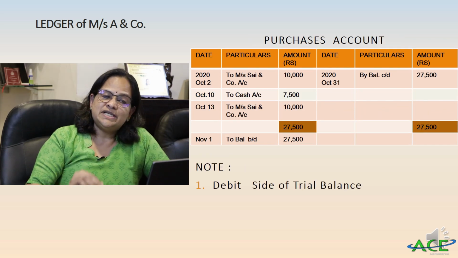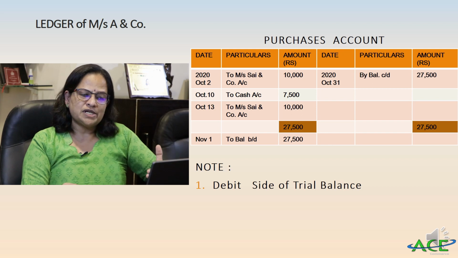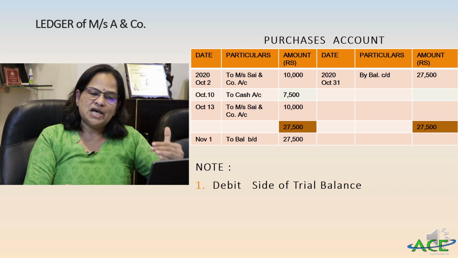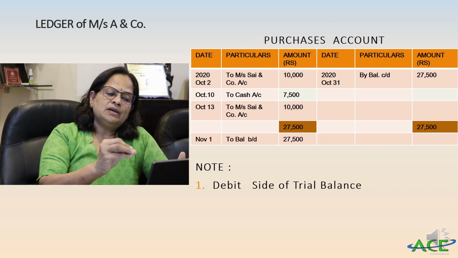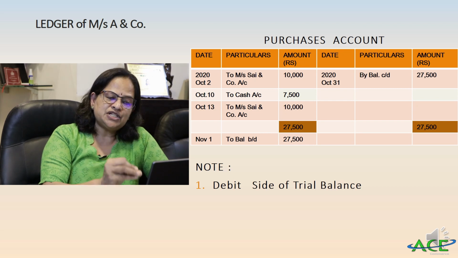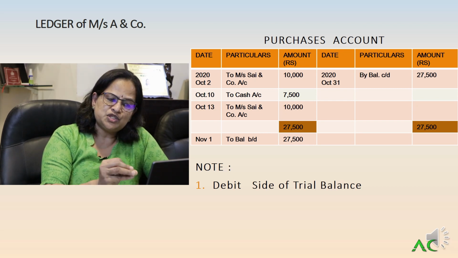Now next is the purchases account. The purchases account has more transactions on the debit side: purchases from Sai and Company 10,000, and cash account 7,500. That is cash purchases.